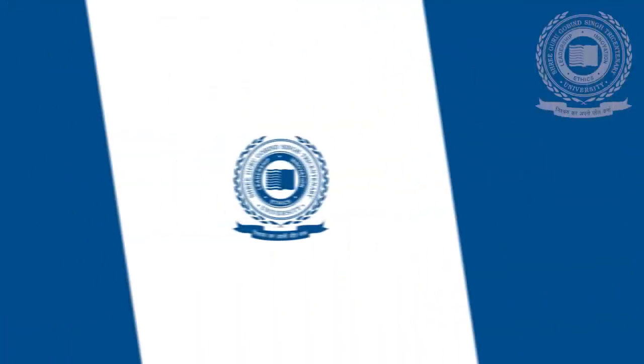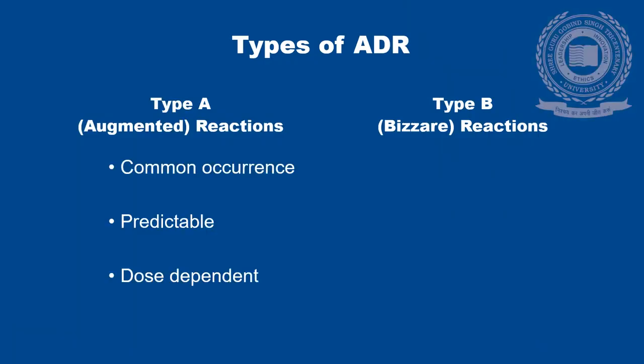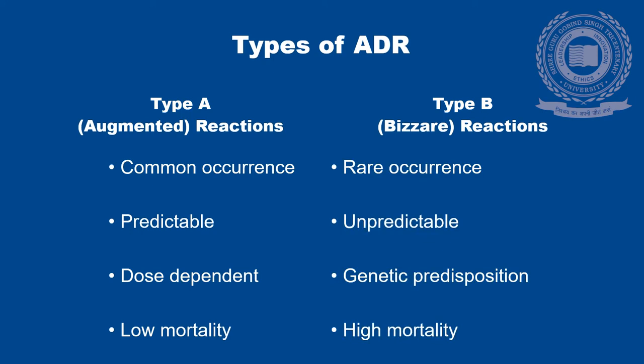Types of adverse drug reactions. They are broadly divided into two: type A or augmented ADRs and type B or bizarre ADRs. Type A reactions are very commonly occurring, predictable, and dose dependent. They carry a very low mortality rate. Whereas type B or bizarre reactions are rarely occurring, unpredictable, and carry genetic predisposition. They have a high mortality rate.